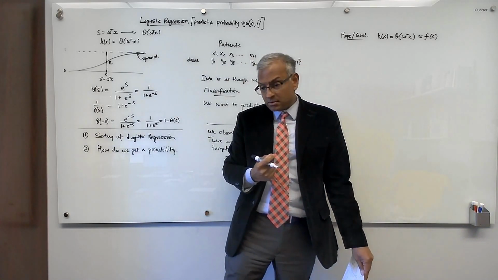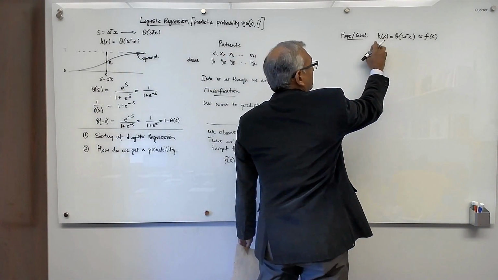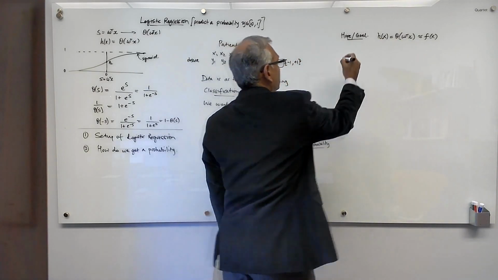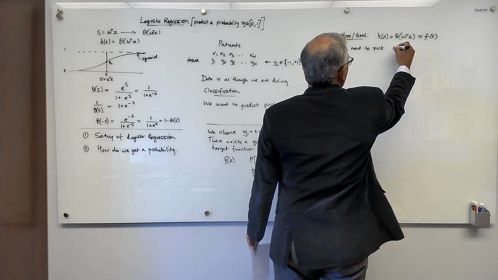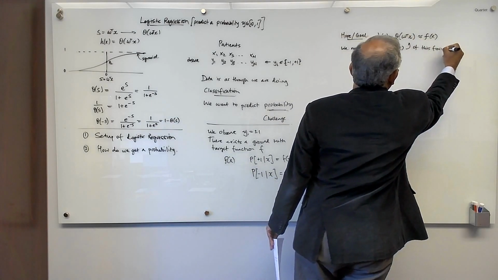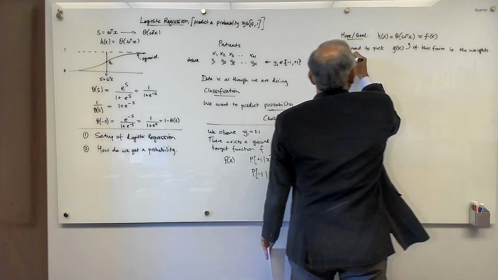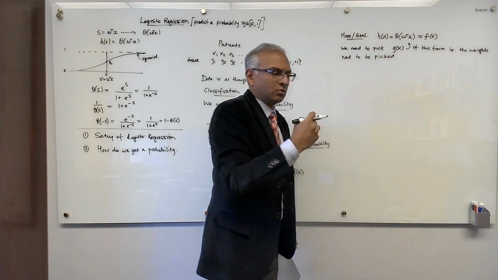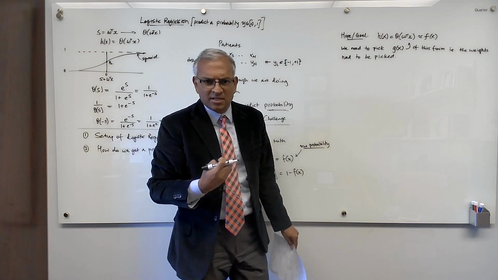So our first task, if we're going to pick a final hypothesis g of x of this form, is to pick the weights for that final hypothesis. How do we pick those weights? We need to identify the right in-sample error and then pick the weights that minimize the in-sample error.